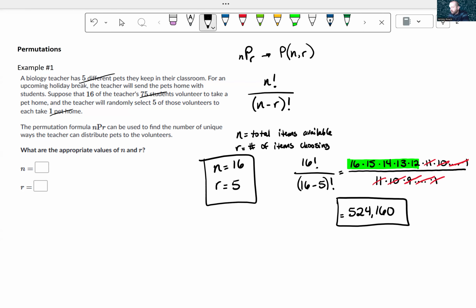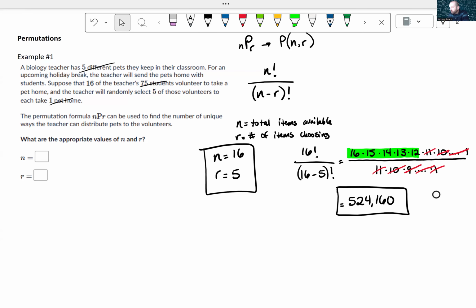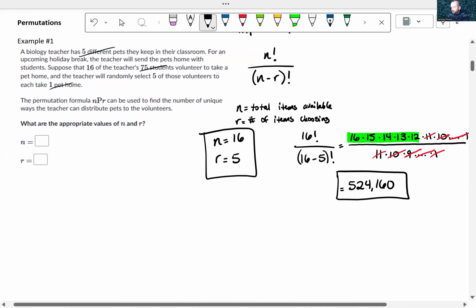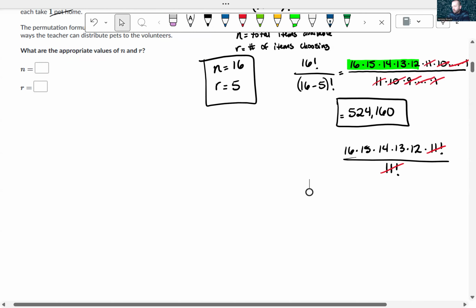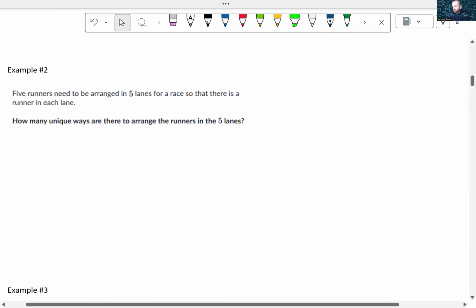We could also write this formula like 16 times 15 times 14 times 13 times 12 times 11 factorial. That's a little bit more common to see. And then we just cancel out the factorials like that. Okay, example 2 is next.